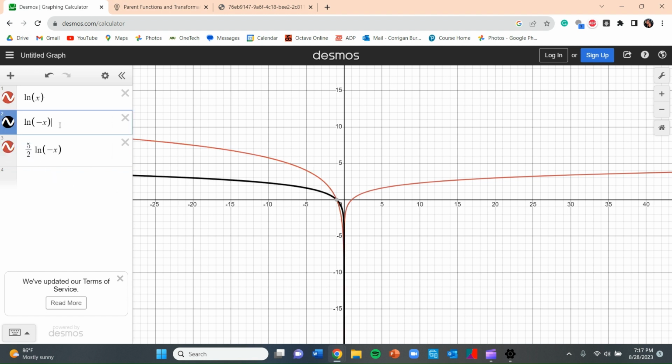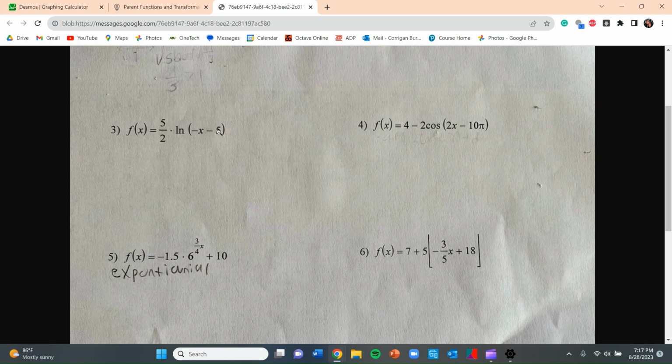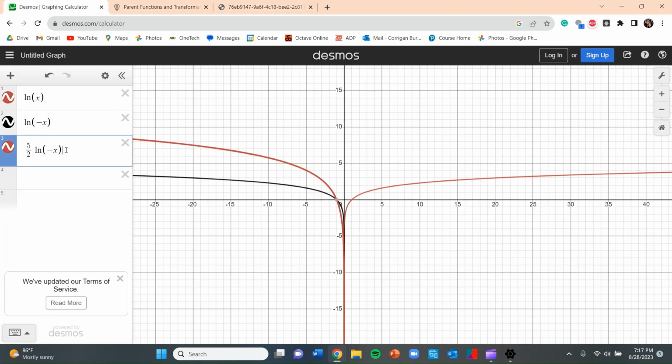So the first thing we did was reflection across the y-axis. Now we have a dilation or a stretch in the vertical direction by a factor of 5 over 2. I think the last thing we have to put into this function is that minus 5. So I'm just going to copy this, put it down there, and subtract 5. Now, it kind of looks like it's been just shifted over 5.